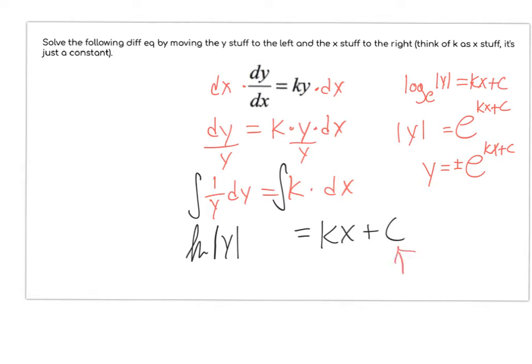We call this the general solution, because we're looking at this as any possible number we could use for that c will make this work.